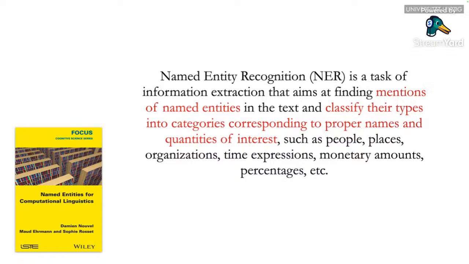And in this slide, we have a definition taken from this book, Named Entities for Computational Linguistics, which is unfortunately not open access, but in any case, I think it's good to refer to bibliography. And we have a general definition. So named entity recognition is a task of information extraction for finding mentions of named entities in the text and classify their types into categories corresponding to proper names, quantities of interest, such as people, places, organizations, etc.